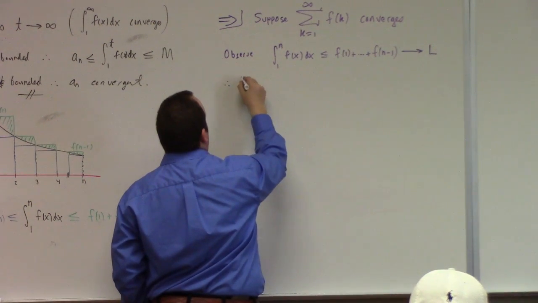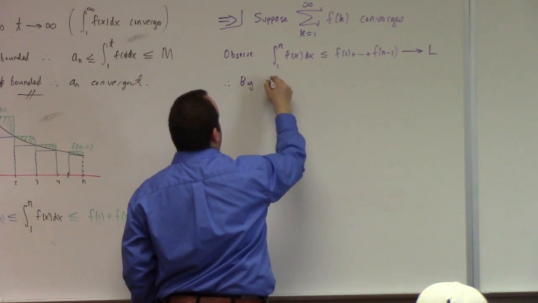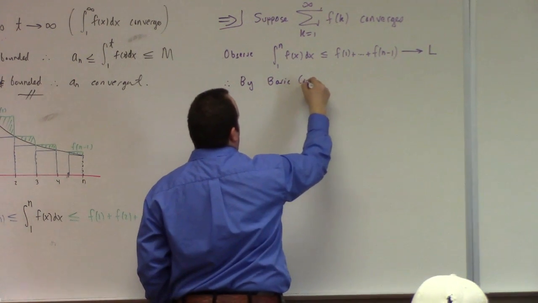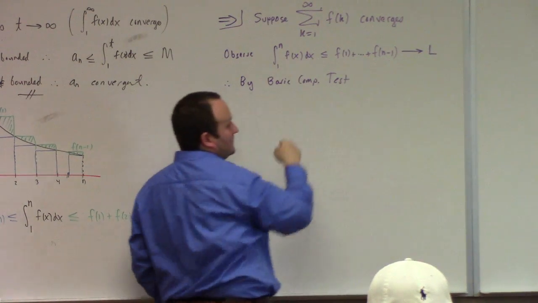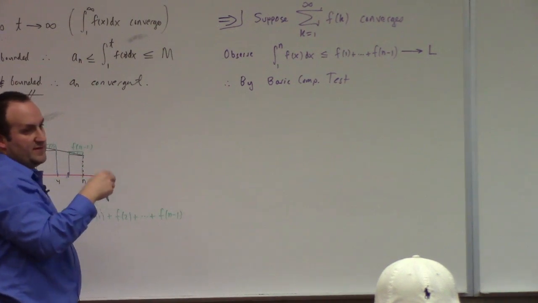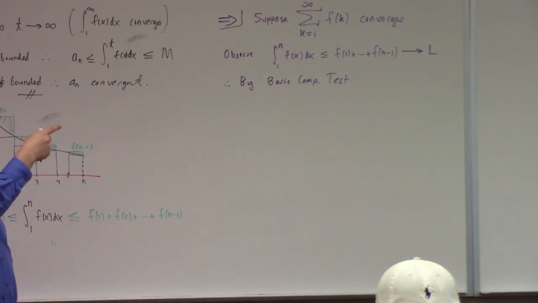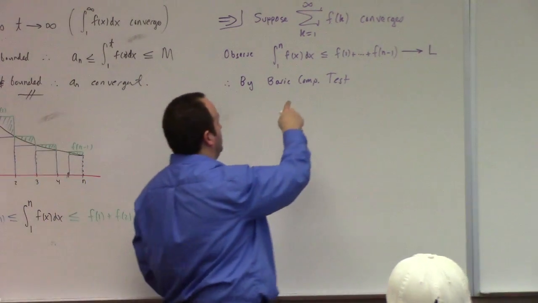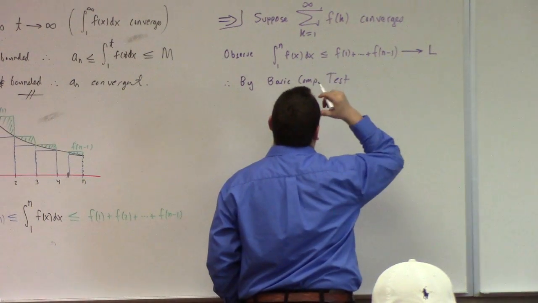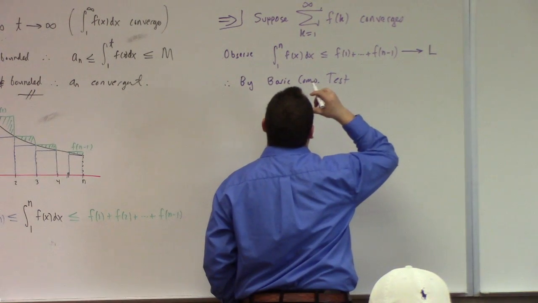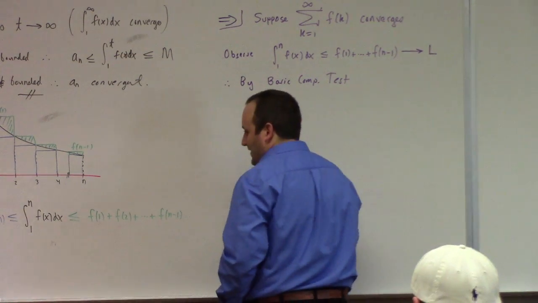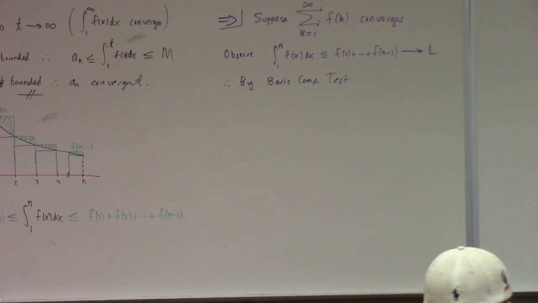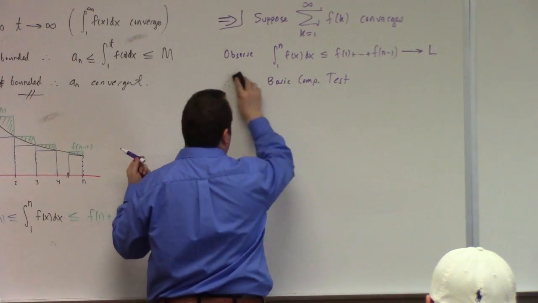Therefore, by basic comparison test, we have this sequence of integrals is smaller than a convergent sequence, right? So it follows that what? Oh, I'm sorry. I shouldn't argue by basic comparison test. I'm an idiot. We're not doing this. Is this a series? No, we're talking about sequences, right? I mean, yes, it's a series, but I'm talking about sequences. I'm sorry.